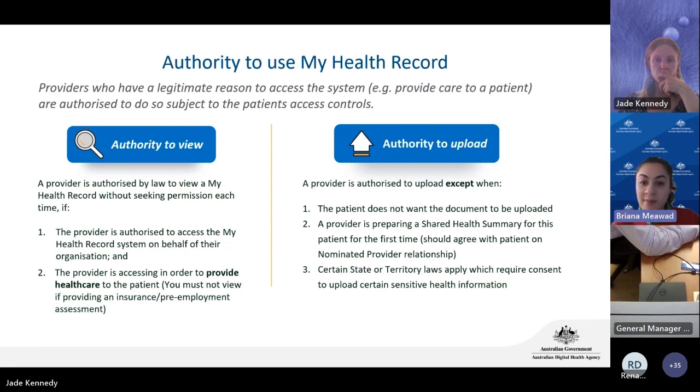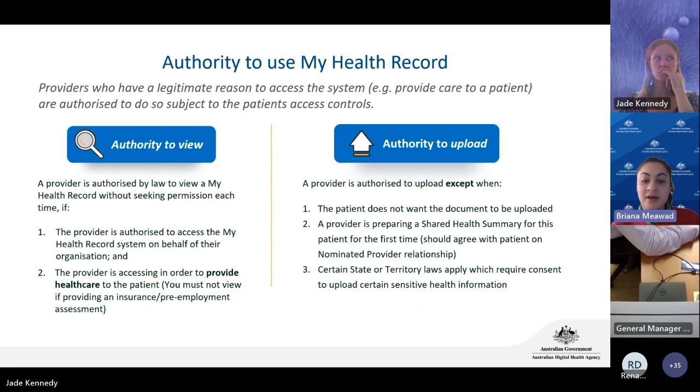That is not a requirement. So that's sort of a myth that we see sometimes. Organizations think that they have to incorporate My Health Record into their consent forms or into their new patient forms. That is not the case. You don't need to ask permission from the patient. You simply need to ensure that your users are authorized and that they are accessing it for the purpose of healthcare delivery, and then you're protected by the legislation to use the system ongoingly.